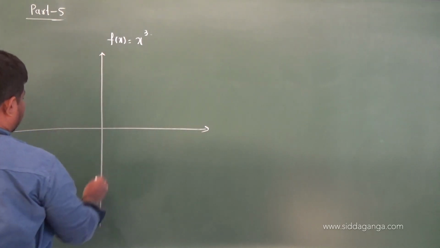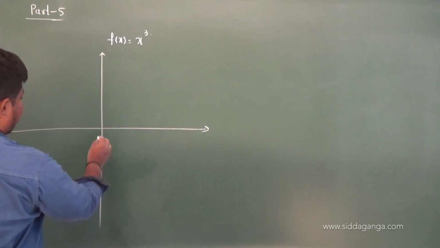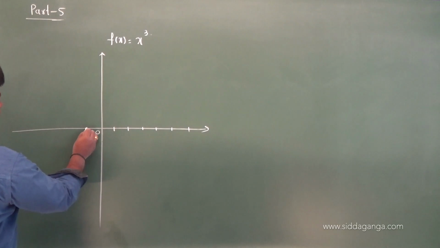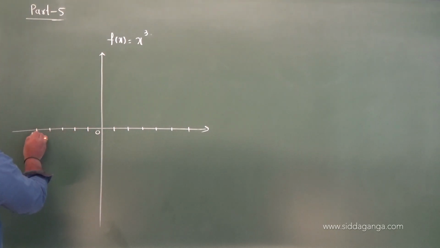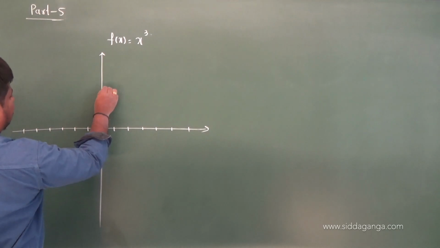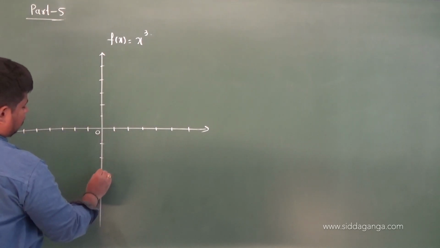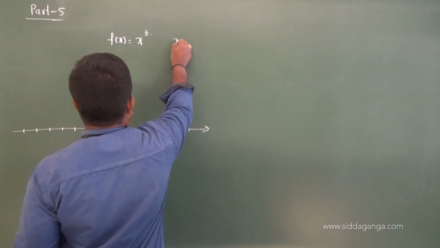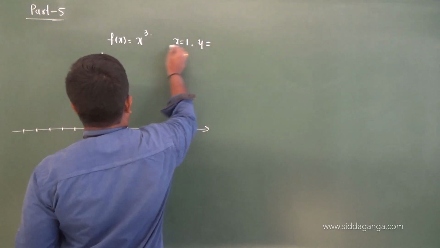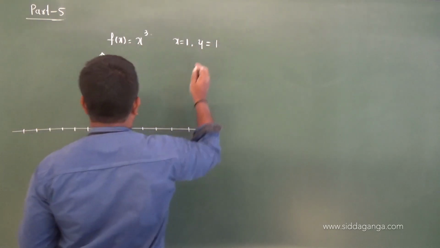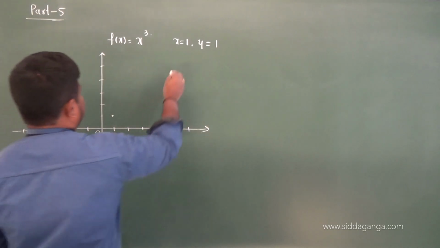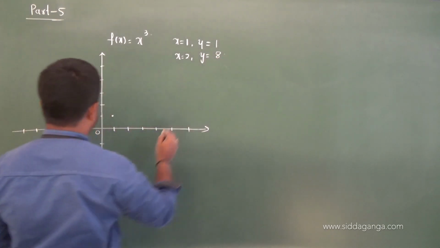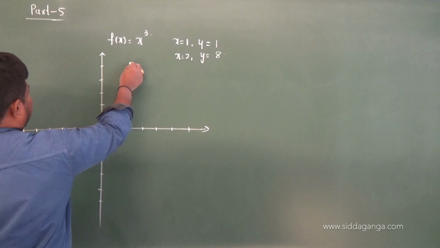And the graph of x cube is, to check this, let us take some integral points. Let us take some integral points. When x is 1, y is 1 cube, one cube is again 1, 1. So you get here. When x is 2, y is equal to 2 cube, which is 8. So 2, 8 somewhere you get.